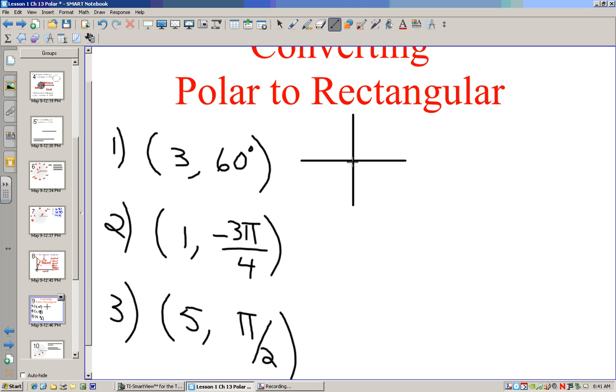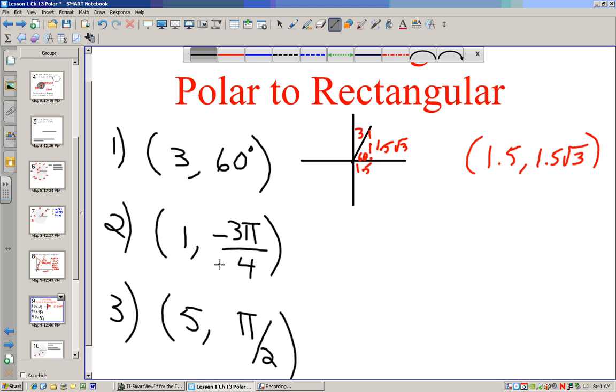360 degrees. 60 degrees is there. If this is 3, then this side would be 1.5, this would be 1.5 root 3. So my rectangular coordinates would be 1.5 to the right, 1.5 root 3.